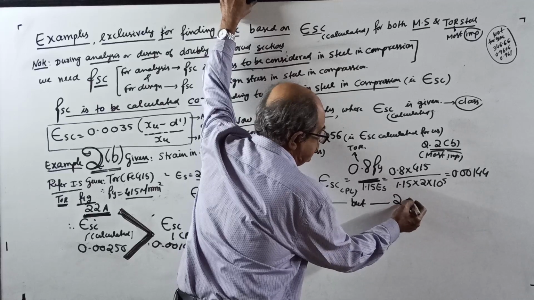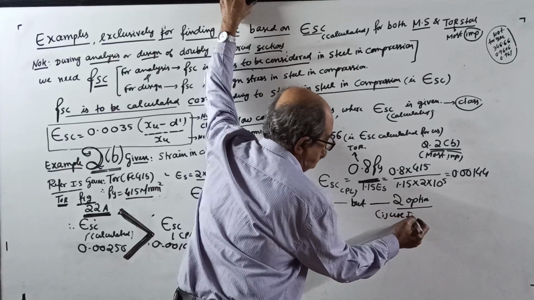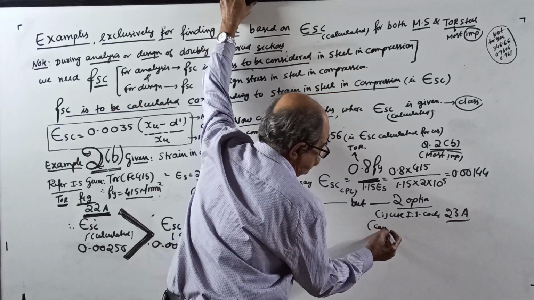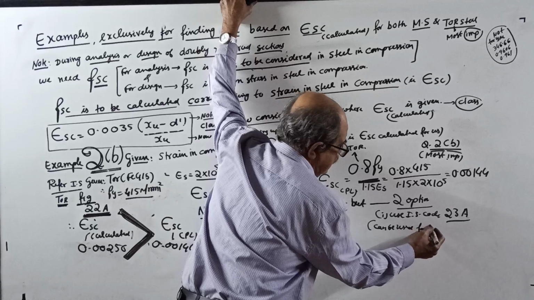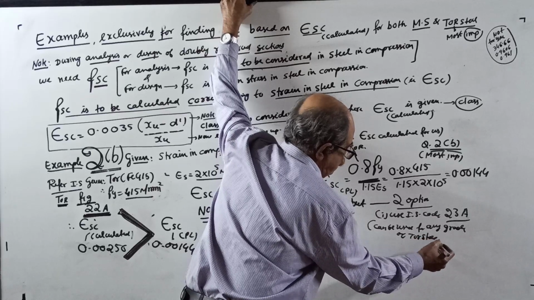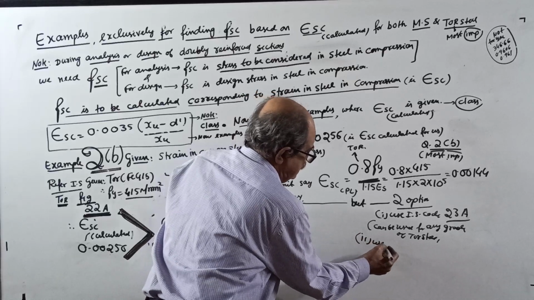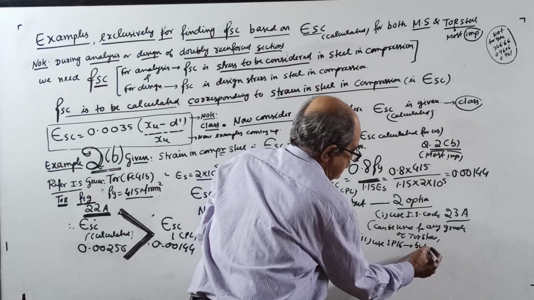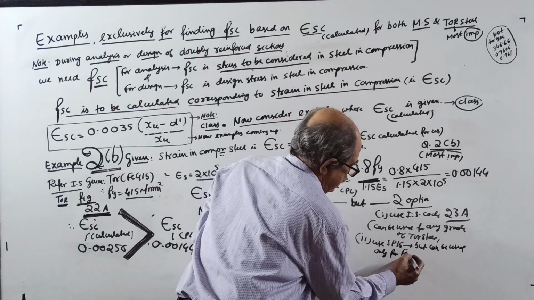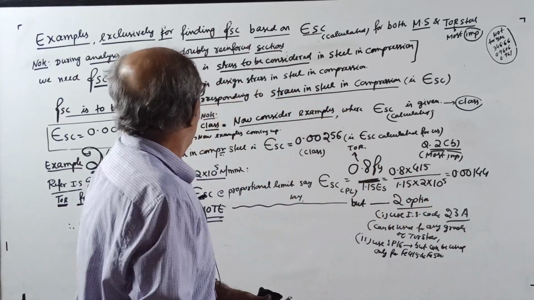We have two options. Namely, 1. Use IS code, Figure 23A right here. It can be used for any grade of Tor steel. We will use it now. Any grade. And 2. Use SP16, but it can be used only for Fe415 and Fe500. This much you write.